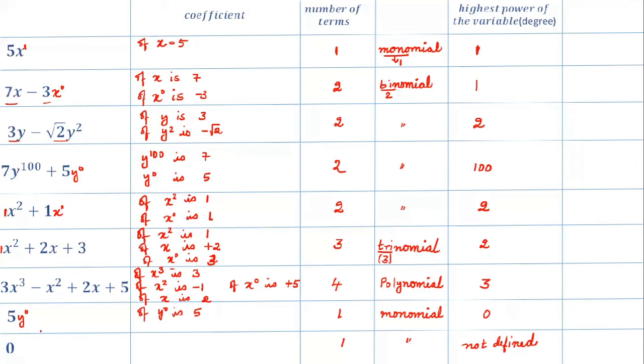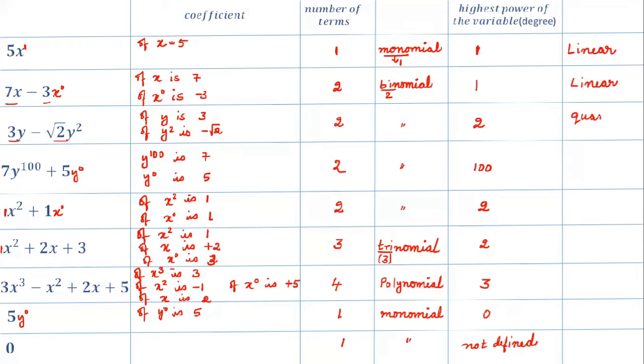So highest power of the variable, that is degree of the polynomial, is 0. But the degree of the zero polynomial is not defined, because we can write x to the power 1, x to the power 2, x to the power 0, x to the power 100, can be anything with 0. So power of the variable is not defined.